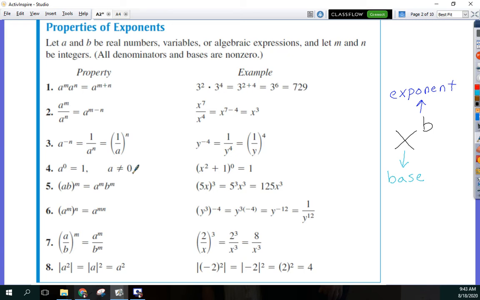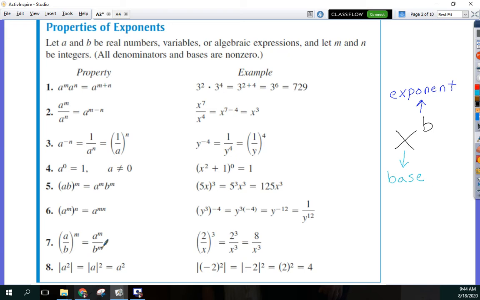Then also remember that we can think about our exponent as being able to distribute as long as we have multiplication, like in number 5, or division, like in number 7. We can think of it like distributing it or applying it to both parts. So we have a times b quantity to the m power, and we can switch that to a to the m times b to the m. Likewise, when we have division, that changes into a to the m divided by b to the m.